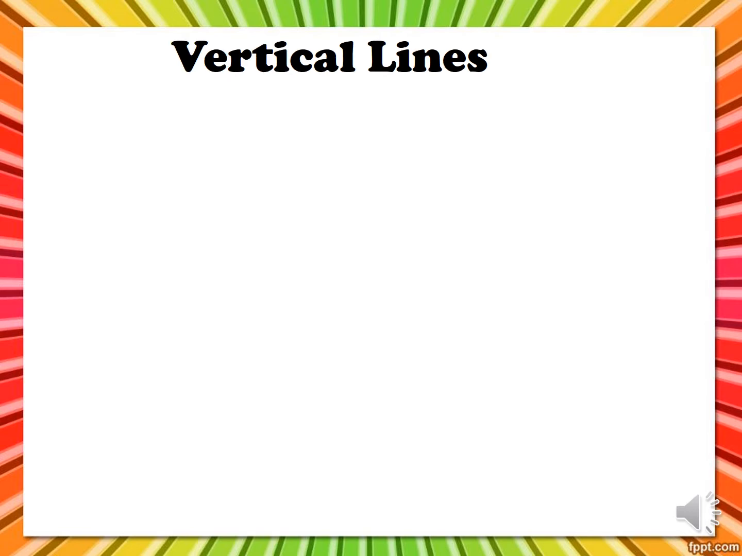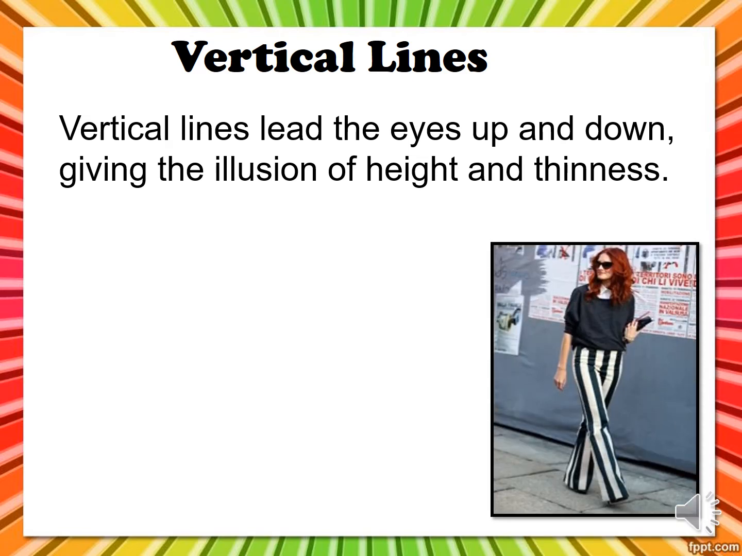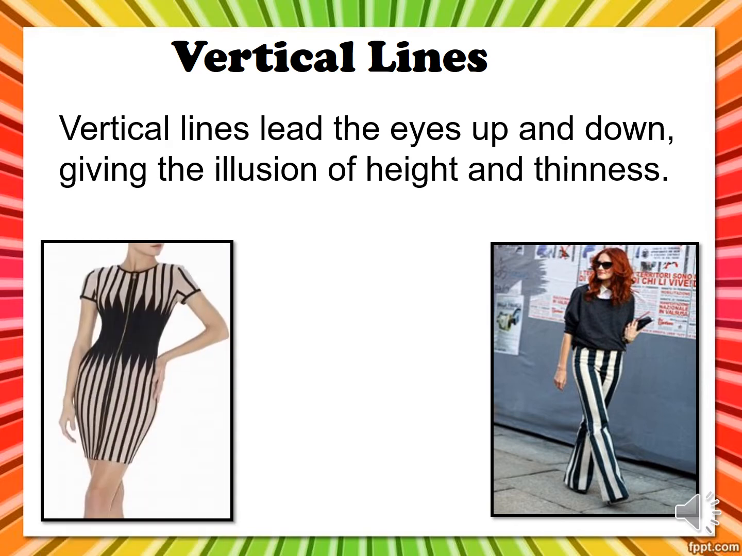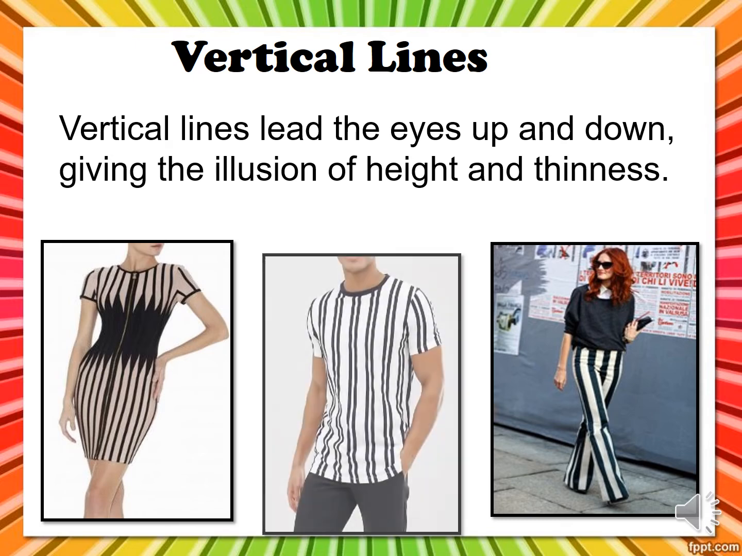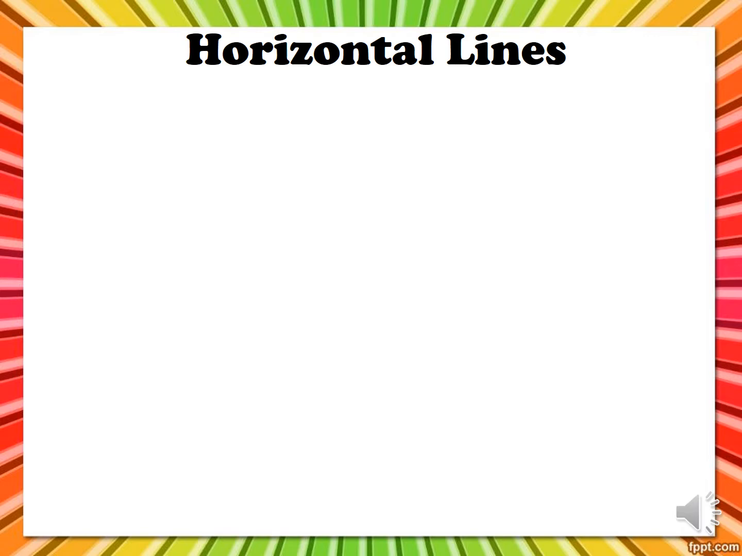First one, vertical lines. Vertical lines lead the eyes up and down, and give the illusion of height and thinness. When you observe this first picture, it appears the lady is tall. The next one, you're seeing the vertical lines going up and down. You observe it also on this t-shirt.